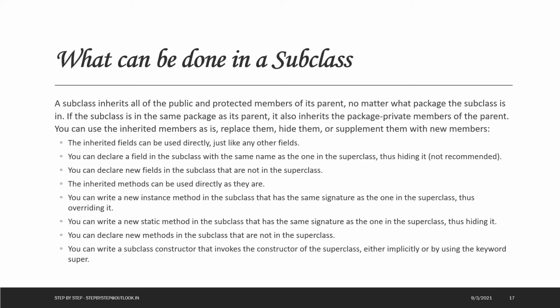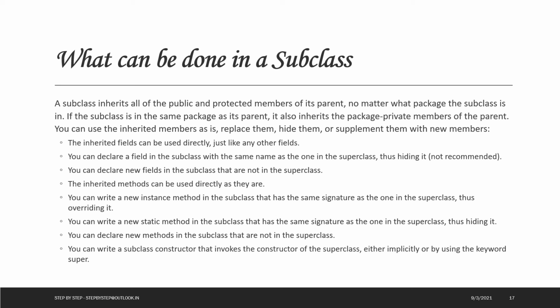The inherited methods can be used directly as they are. Right, inherited methods can be used directly. You can write a new instance method in the subclass that has the same signature as the one in the superclass, thus overriding it. So in case you want to change the implementation of any method from the parent class, you can write it down with the same signature and change the implementation. So it will become an overriding of that method actually.